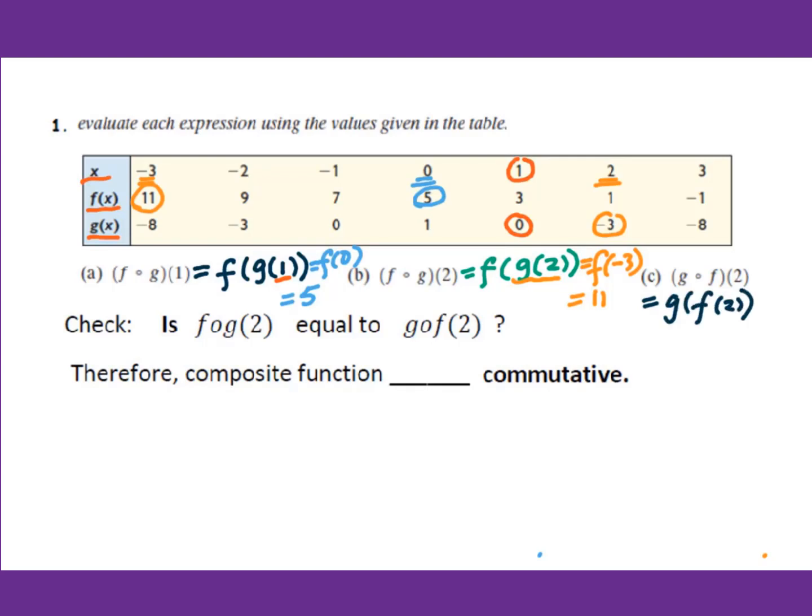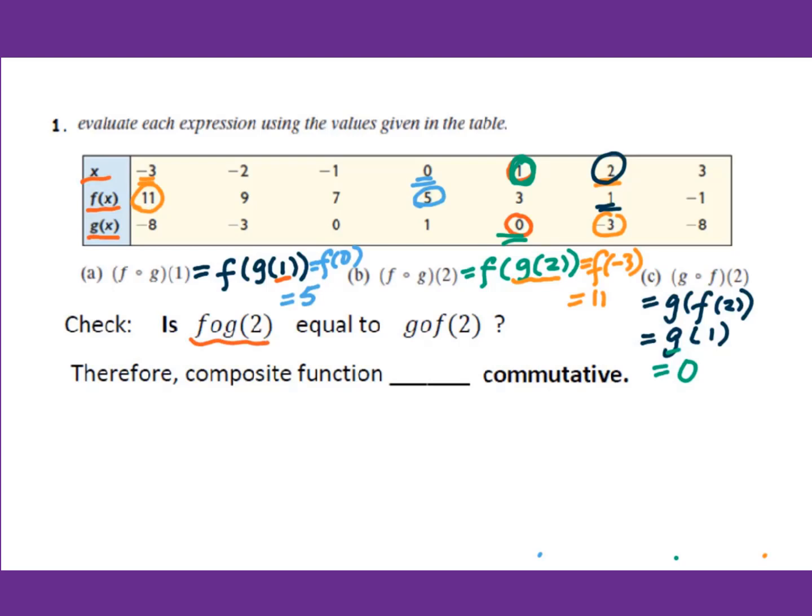For C, g of f of 2. We will find the 2, then find the f function, that is 1. So we get g of 1. Then we go to 1, and looking for the g function, that's 0. So it equals 0.